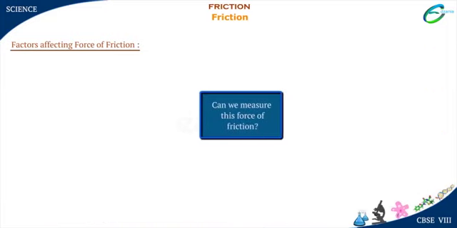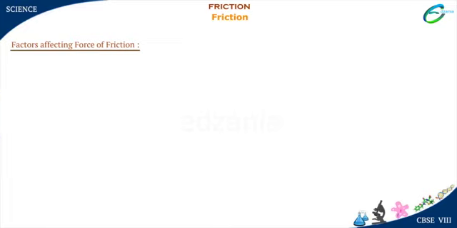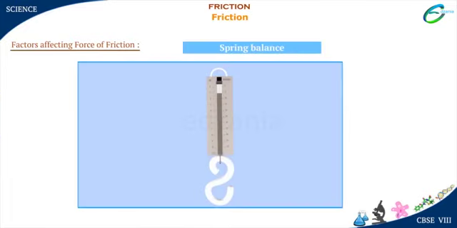Can we measure this force of friction? Yes, we can measure it with help of spring balance. When an object is hanged on its hook, a hook is pulled by applying a force on it. Then spring stretches and the pointer moves over the graduated scale. The position of pointer indicates the force acting on the object connected to the hook.